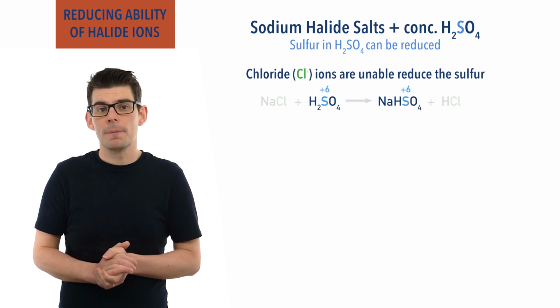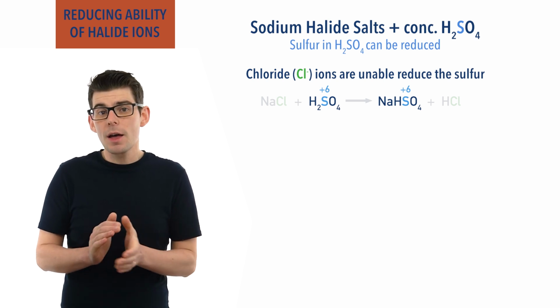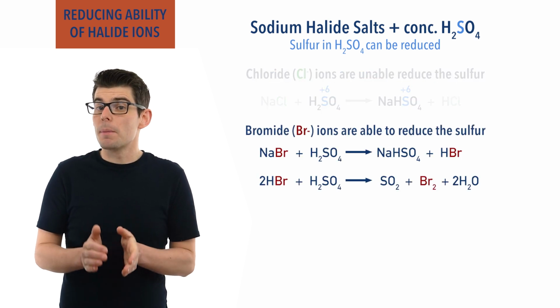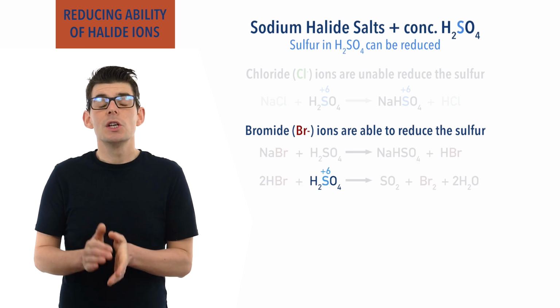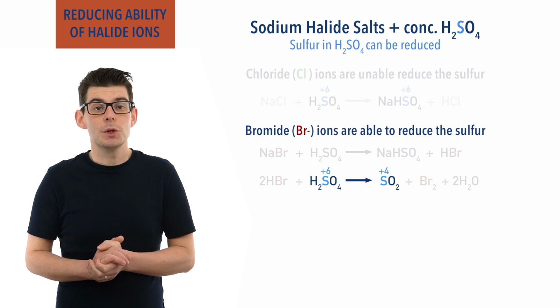meaning no reduction of the sulfur. Bromide ions from sodium bromide, NaBr, are able to reduce the sulfur from a +6 oxidation state to +4, forming sulfur dioxide, SO2.